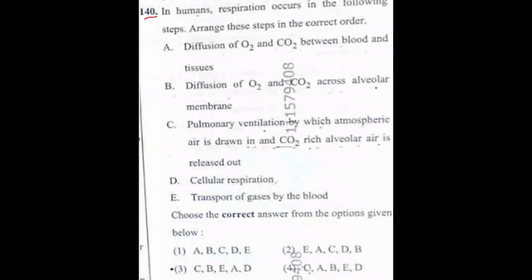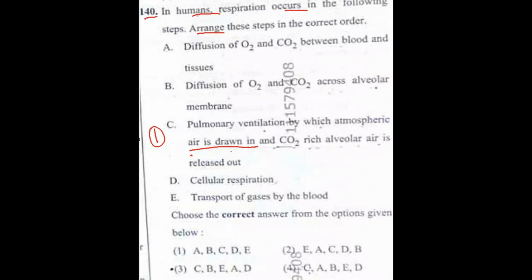Question number 140. In humans, respiration occurs in the following steps. Arrange these steps in the correct order. A, B, C, D, E steps are there. So what will be the first step? Diffusion of oxygen, carbon dioxide between blood and tissues. Diffusion of oxygen, carbon dioxide across alveolar membrane. Pulmonary ventilation by which atmospheric air is drawn in. This will be the first step. So we can mark that first step.